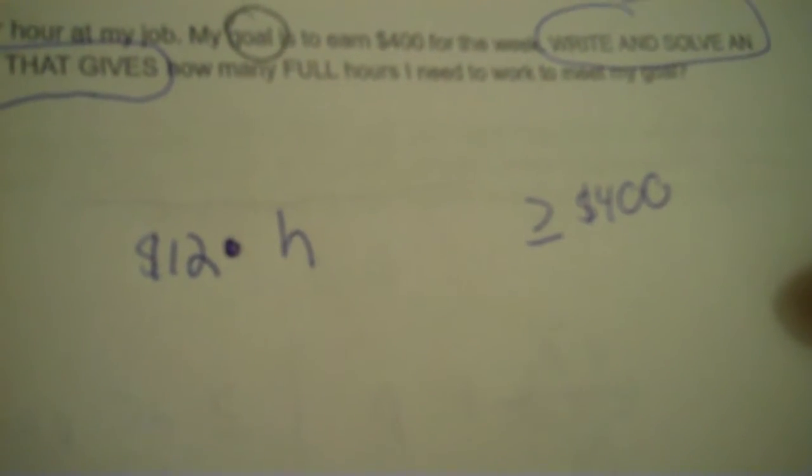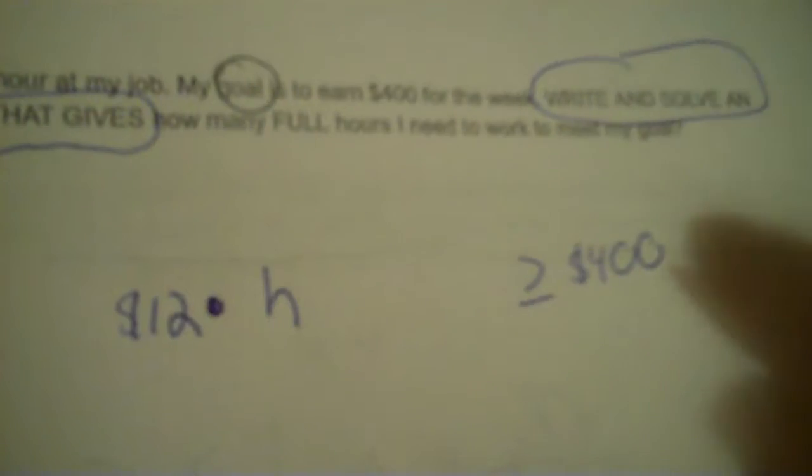Per hour. So, if it says per or each, you need to put multiplication. And then after the multiplication, I put a letter, whatever comes after per, and that would be H. That's pretty much all we have going on here. Now we just need to solve it.